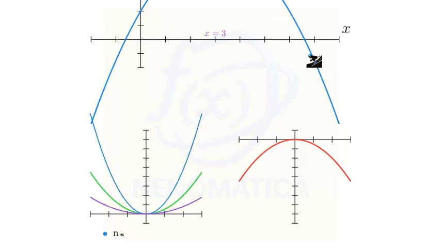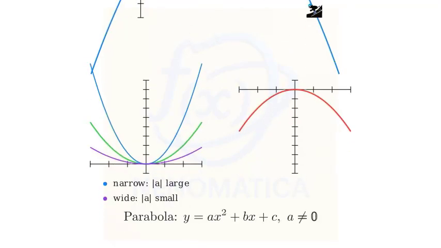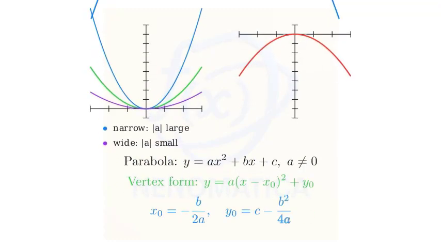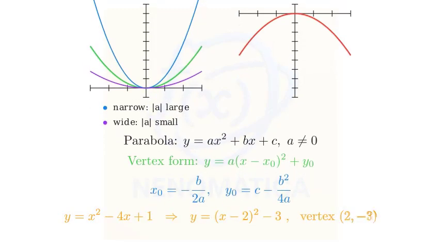Summary. A parabola is modeled by y equals ax squared plus bx plus c. Completing the square gives vertex form: y equals a times x minus x naught squared plus y naught, where x naught equals negative b over 2a and y naught equals c minus b squared over 4a. Quick practice. Convert y equals x squared minus 4x plus 1 to vertex form and read off the vertex.